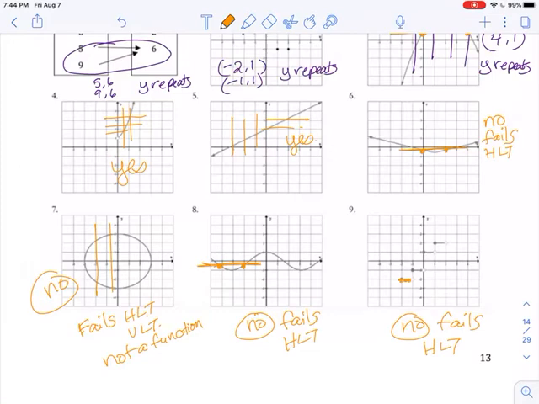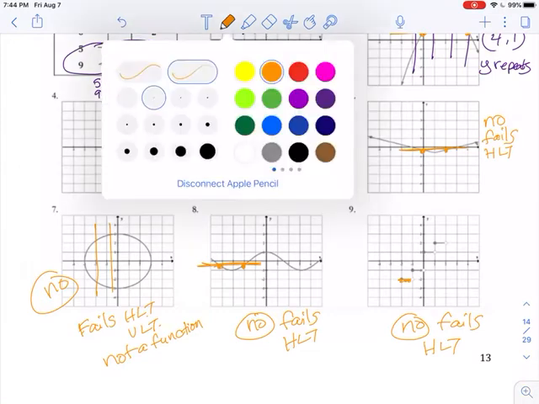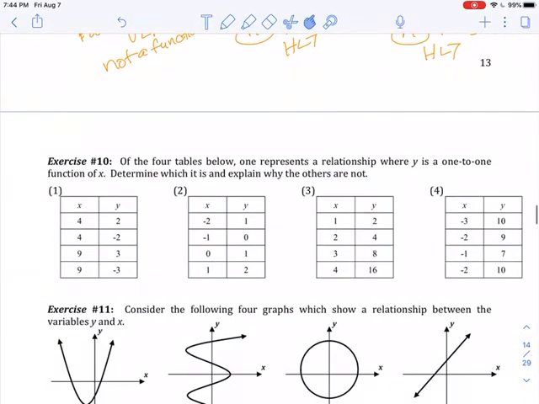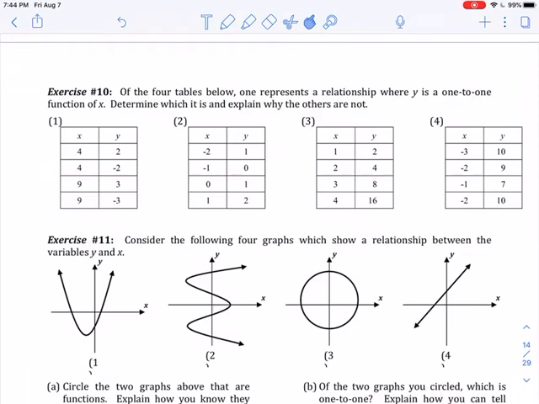All right, let's look at a multiple choice question with a table. So flip this over. Number 10, of the 4 tables below, one represents a relationship where y is a one-to-one function of x. Determine which it is and explain why the others are not. All right, so if we look at number 1, look at this, my x repeats. So this is not even a function. Not a function, x repeats.